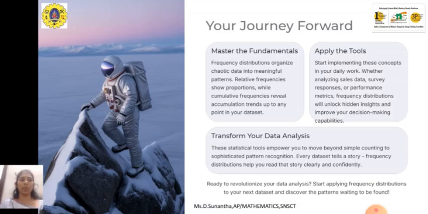These statistical tools empower you to move beyond simple counting to sophisticated pattern recognition. Every data set tells a story. Frequency distributions help you read the story clearly and confidently.